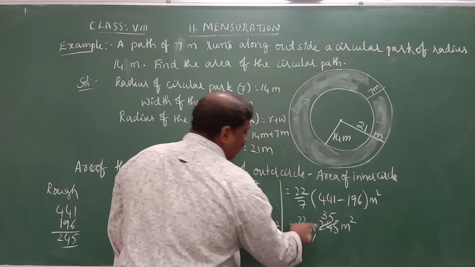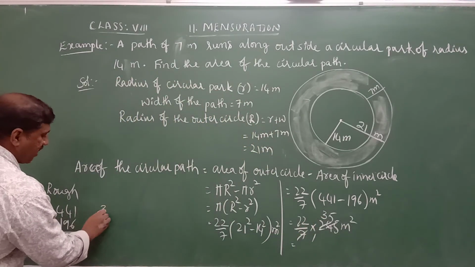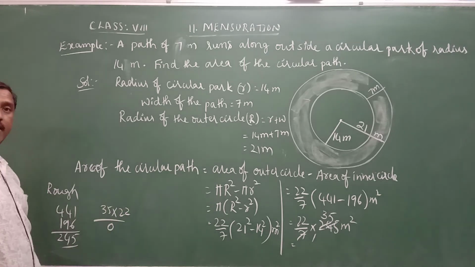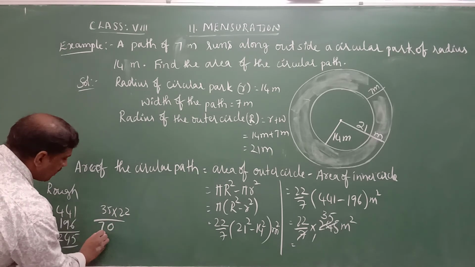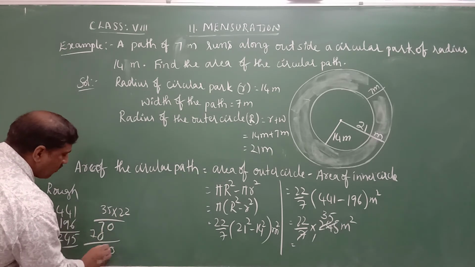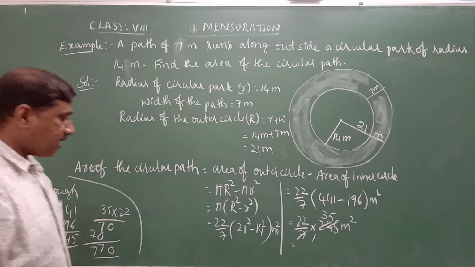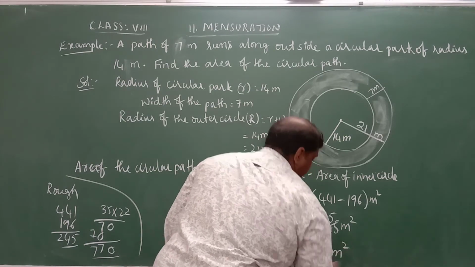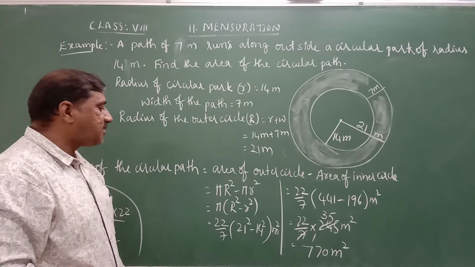Now multiply 22 with 35. What do we get? 35 is multiplied with 22. 2 fives are 10, 1 is there. 2 threes are 6 plus 1, 7. Again with the 2, 0 and 7. By adding 0, 7, 7 we get, so what is the answer? What is the area we get? 770 meters square. 770 meters square is the area of the circular path.